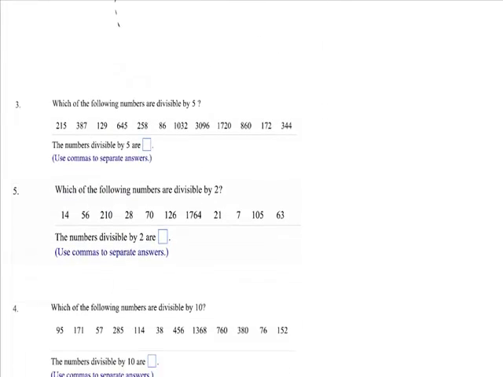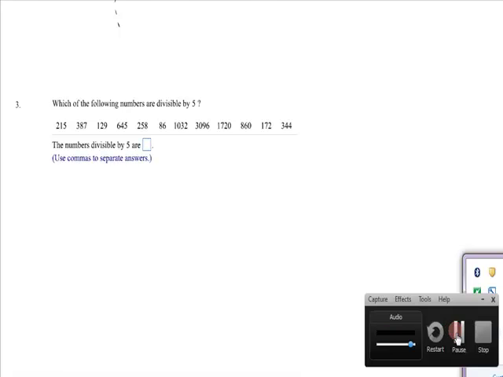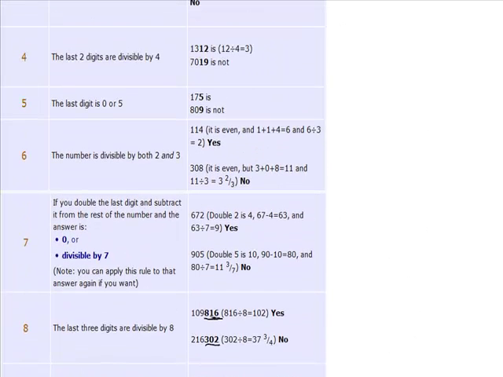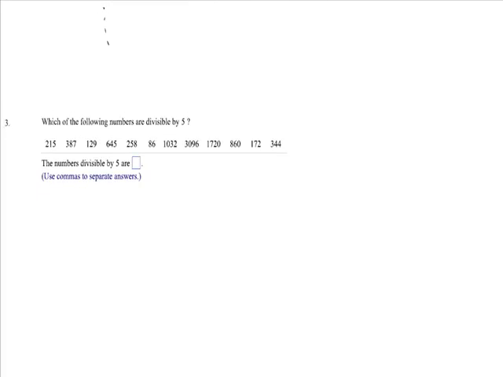All right, divisibility by 5, one of the easiest. It has to end in a 5 or a 0. Okay, it should be pretty easy to do this divisibility by 5 because it is divisible by 5 if the last digit is 0 or 5. So this is just a very quick visual test. So 215, yes. 387, no. 129, no. 645, yes. Remember, I'm checking only the last digit.